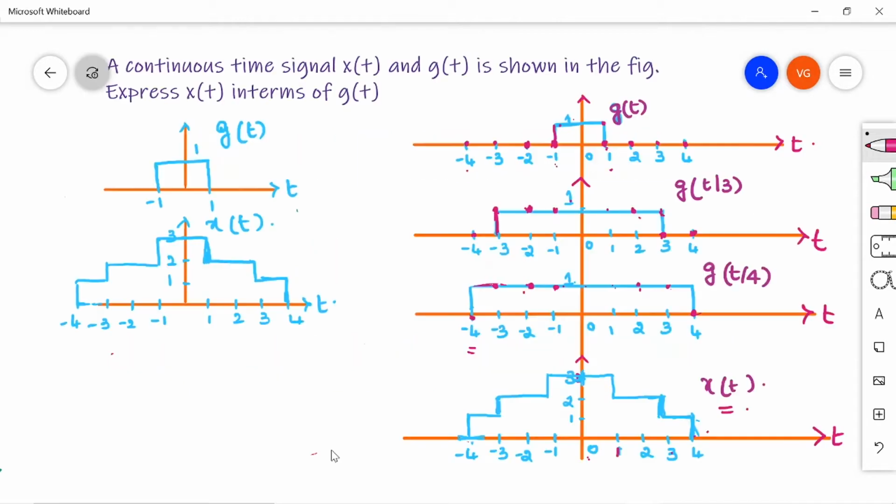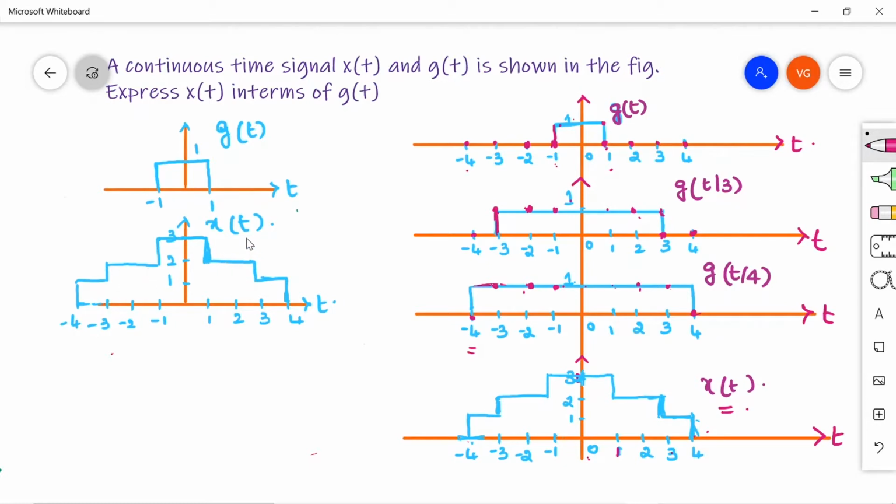The first problem that I'm going to discuss in my video here is: continuous time signals x of t and g of t are shown here. Express x of t in terms of g of t. So the given signal g of t is a pulse signal with unit amplitude and time extended from -1 to 1. So this is your x of t signal, which is a staircase.